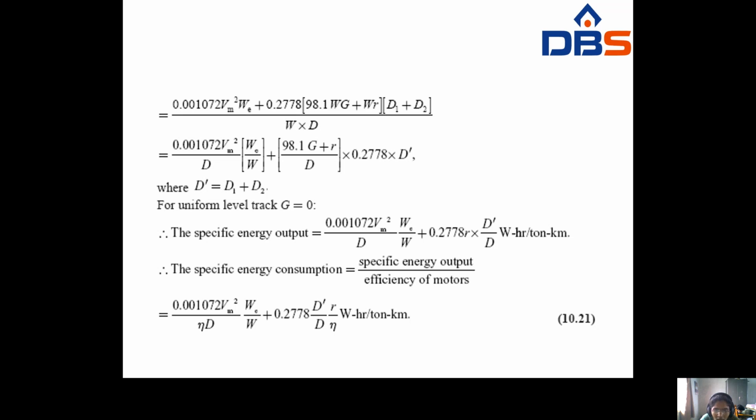At that time, here only you have R by D into 0.788 D dash. So this becomes the specific energy consumption, energy output divided by the efficiency of the motor. It becomes 0.001072 Vm square by eta D W by W plus 0.2778 R by eta D dash by D watt hours per ton per kilometer. So this is the specific energy consumption of the train.